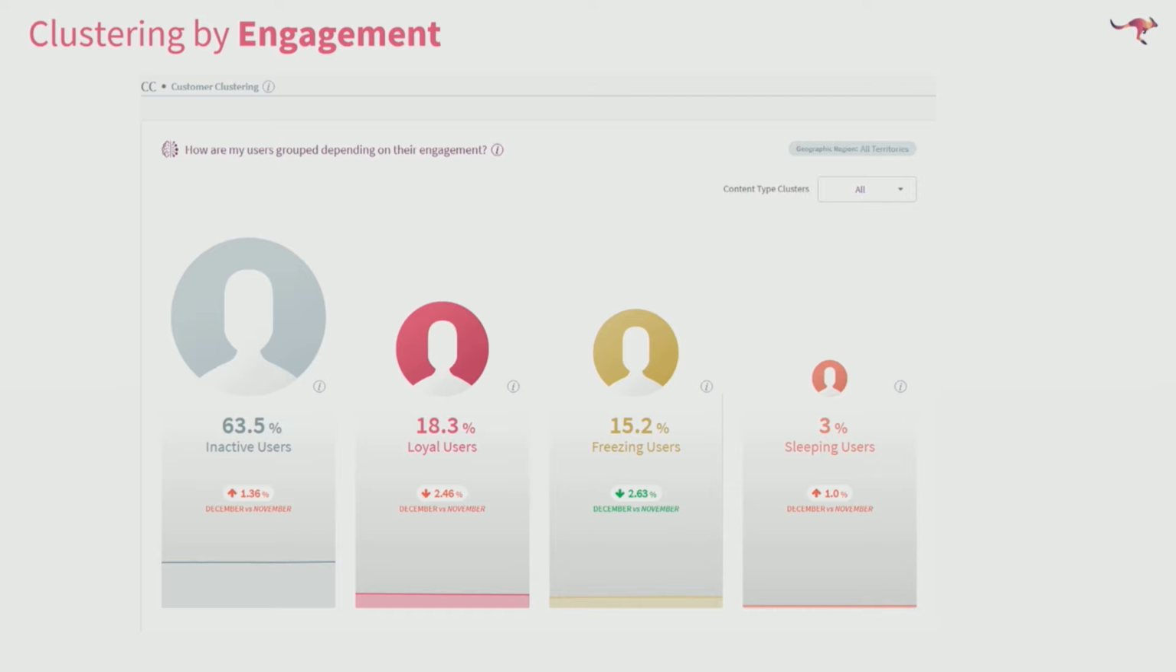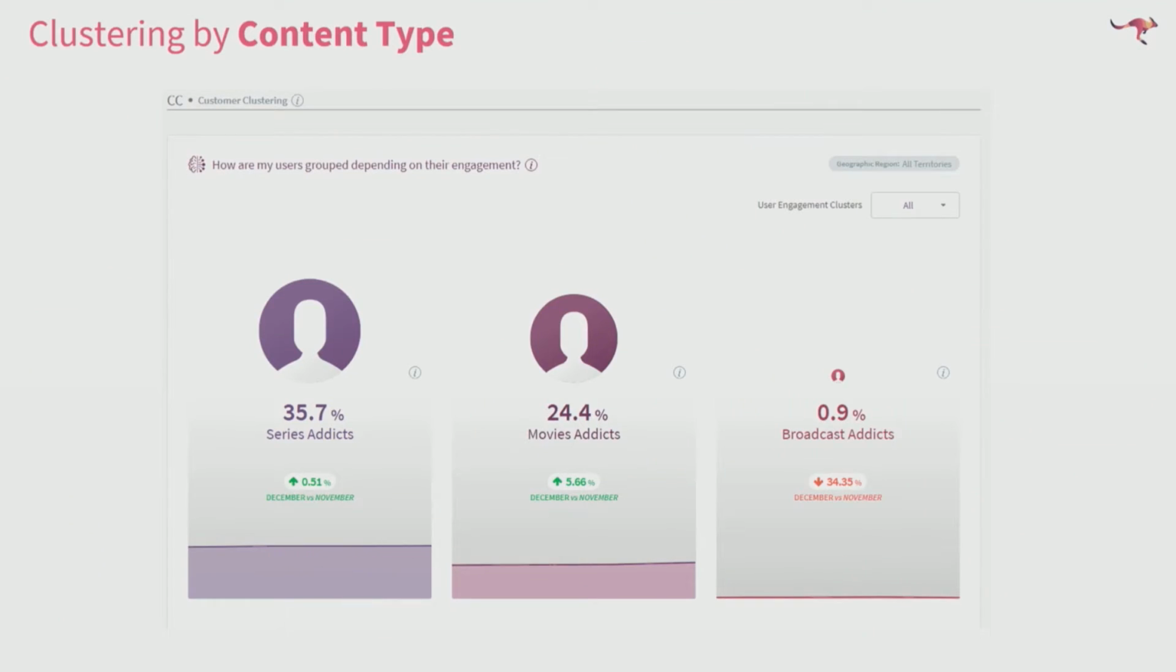One of the ways we're using machine learning is with clustering. So we look at it in 3 ways. The first is by engagement. So we look at your video services, all of your data, and then we determine how engaged the customers, or the viewers, are. So in this case, you can see 64% are inactive, 18% are loyal, 15% are freezing, which means they're not using it very much, and then 3% are sleeping, which means they're not using it at all.